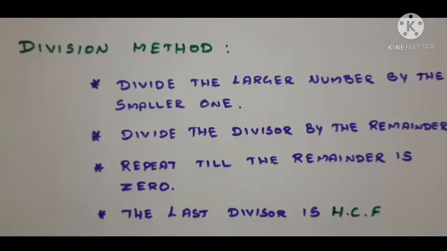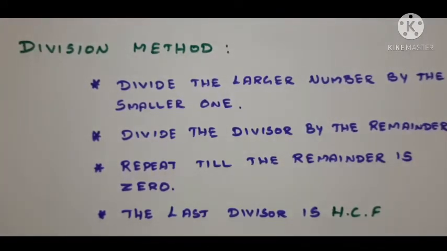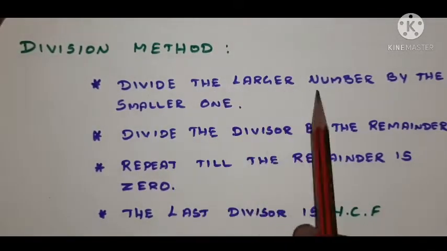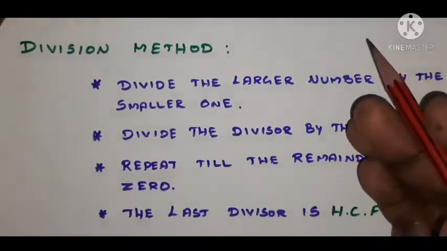The division method is another important method, through which we can find the highest common factor of the numbers given, as well as of polynomials, if they give any polynomial. What are the steps that we should follow to find the HCF? First, divide the larger number by the smaller one. If they give 2 or more numbers, first we should identify the larger number, then divide that larger number by the smaller one.